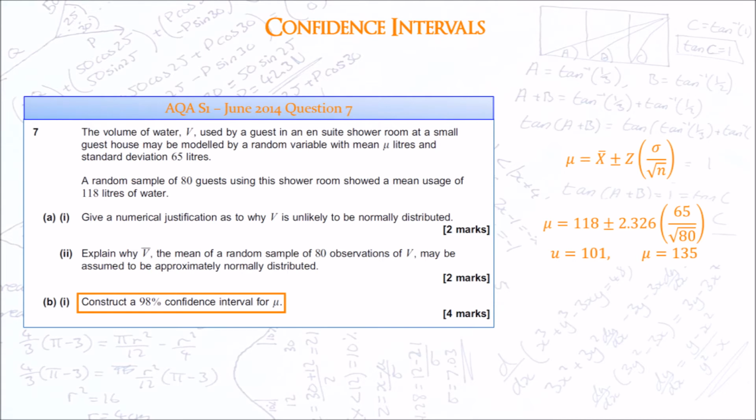Now it's really important to realise that this doesn't mean that the mean is 101 or it's 135. No, these values are representing the lower bound and upper bound of our confidence interval. That is, we are 98% confident that the true value of mu lies somewhere between 101 and 135, and we should probably present it in this manner.